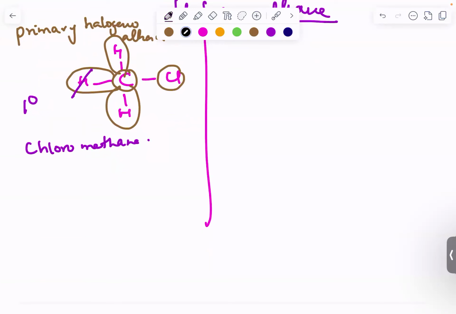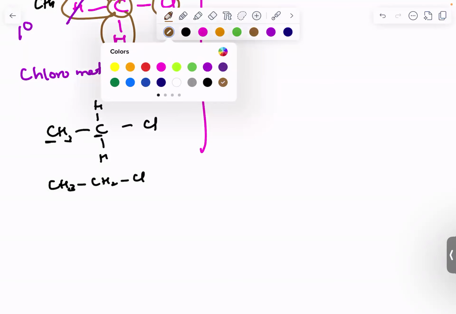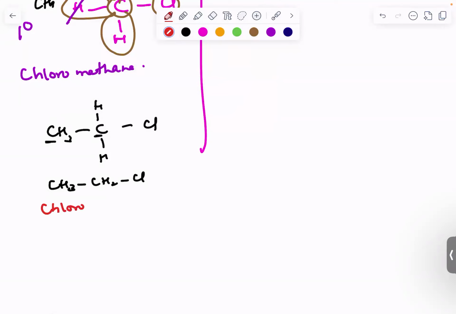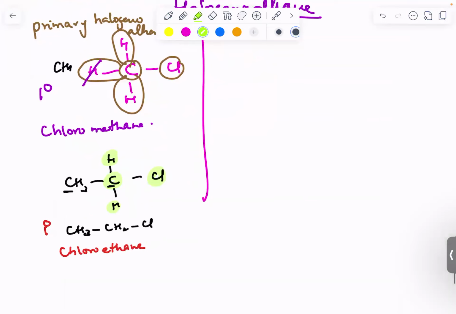This is a primary halogenoalkane. The other one could be, you can change this H with CH3, right? So it would become Cl, CH2, and CH3. As there are two carbon atoms, it could be written as CH3CH2Cl. And what will be the name of it? Chloroethane. Yes, chloroethane. Well done. Again, it is an example of a primary halogenoalkane, the reason being that the chlorine is linked to the carbon, which in turn is linked to two hydrogen atoms. That is why it is called a primary halogenoalkane.